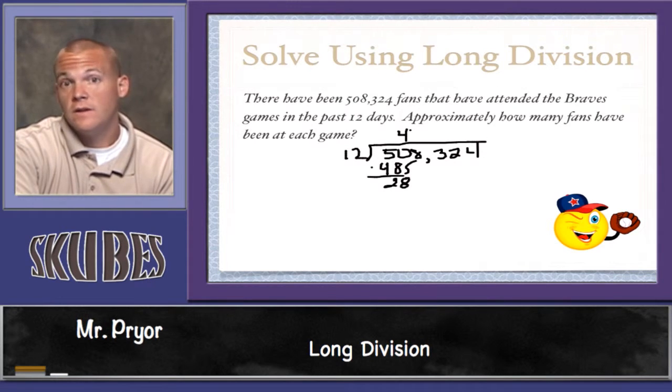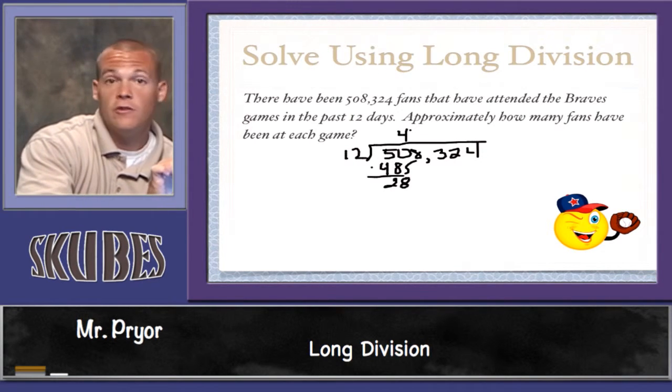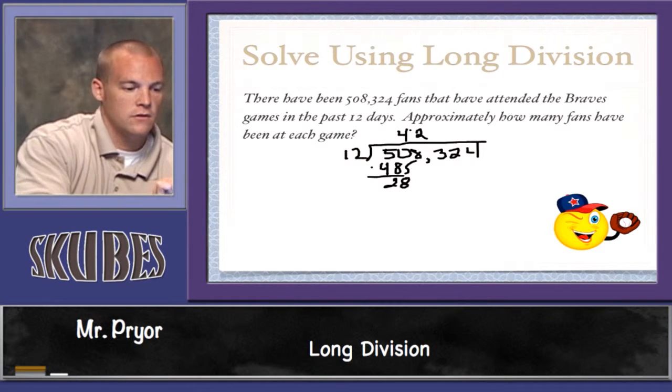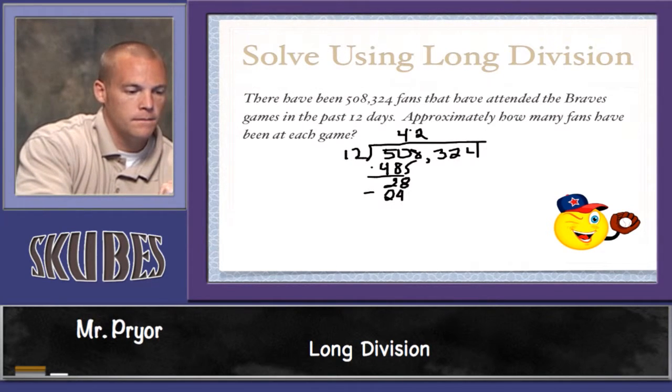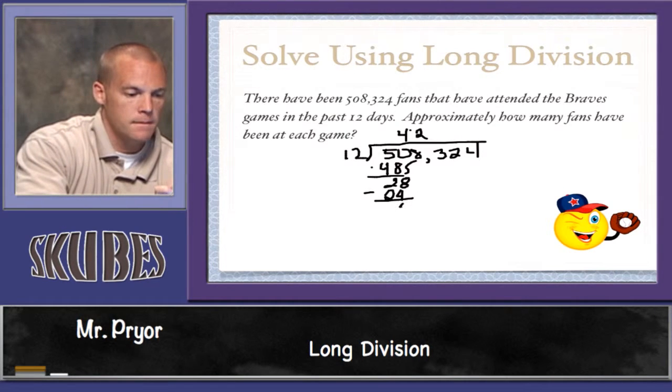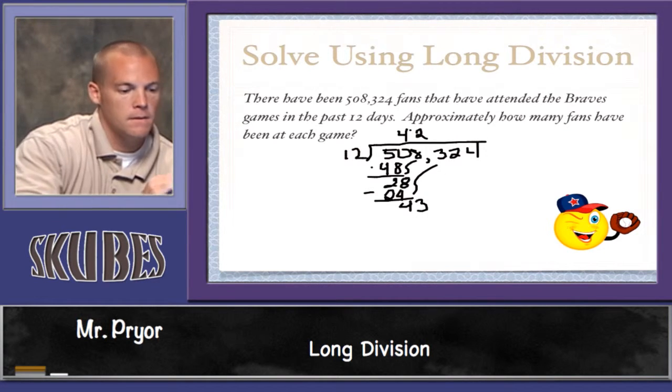Well, it's only going to go in once because that's going to give us, or excuse me, twice, because that's going to give us 24. So 2 times 12 is 24. When you subtract there, you're going to end up with 4 left over. Go ahead and bring down your 3.